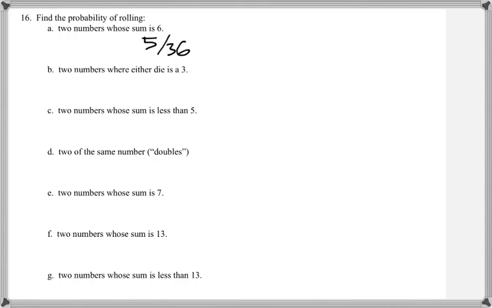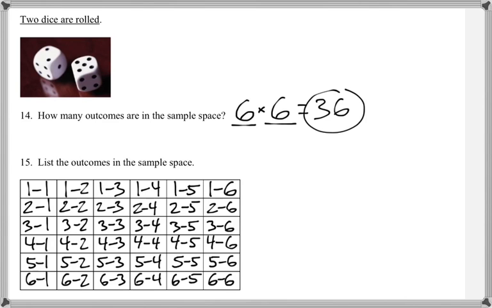Part B says 2 numbers where either die is a 3. So that's going to be the third row, as well as the third column. So that is 11 out of 36.